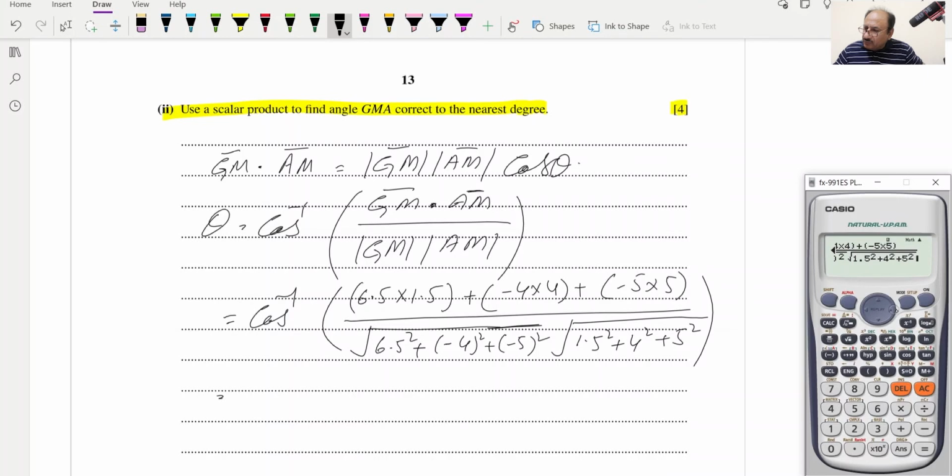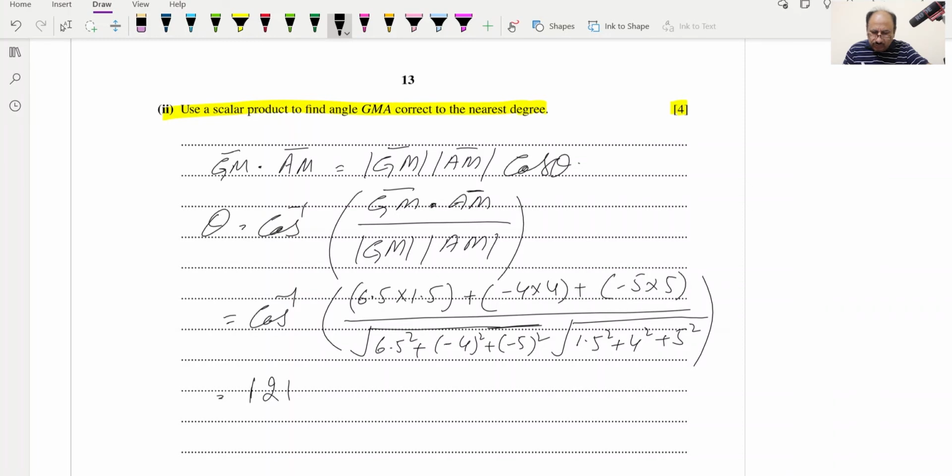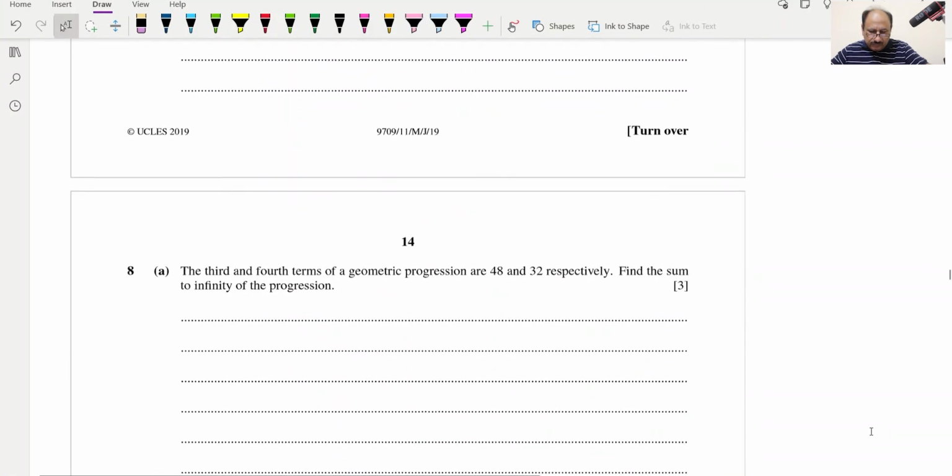So we have to close the bracket from here, and this will be equal to, we have made some mistake, we need to check. Basically this is in radian mode, so shift mode 3, and this will be equal to 121.39 degrees. We can round it to 121 because they are asking for the nearest degree, so 121 degrees. This is the answer for this question.